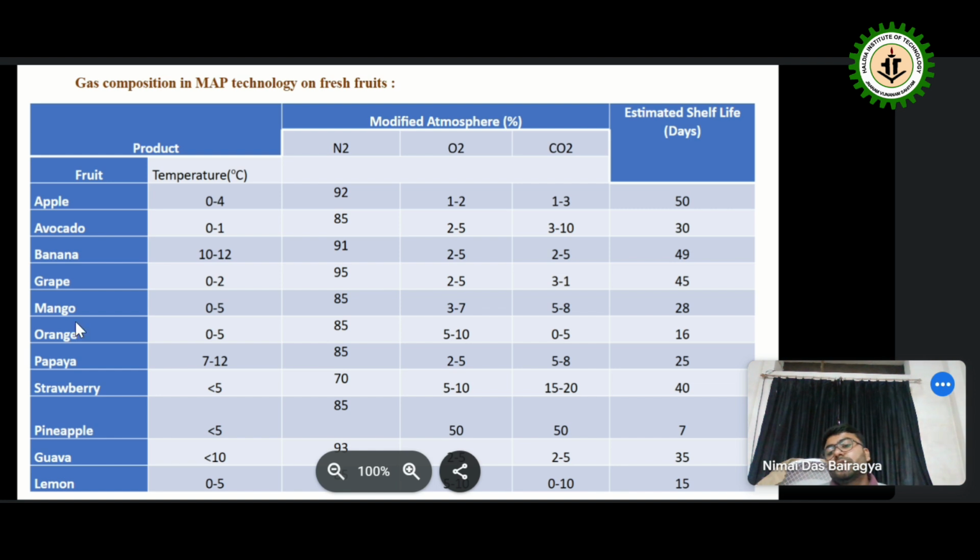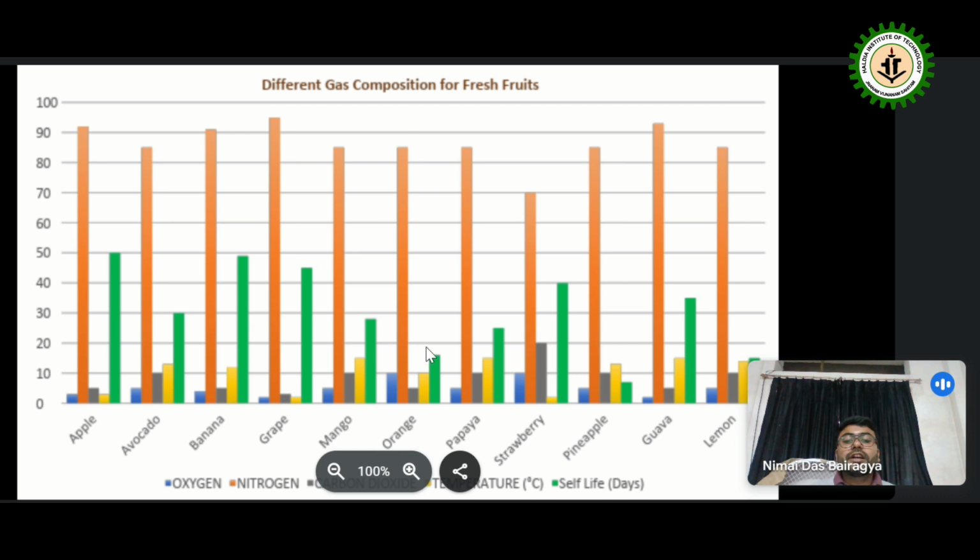So there are many types of fruits, and there are many different temperatures for keeping the product. Respective to the temperature, there are different gas combinations for modified atmosphere storage of fruits to extend the shelf life. Here is also the graphical presentation of the shelf life of different types of fruits. The green line denotes the shelf life, and the orange line denotes the level of nitrogen in the different types of food products for modified atmosphere packaging.